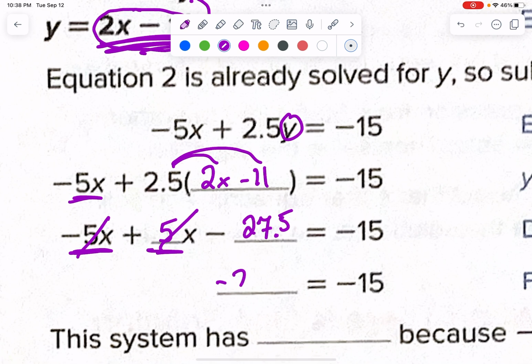So here I have negative 5x plus 5x, and those two things are going to cancel with each other. So I've got negative 27.5 is equal to negative 15, and my variables are gone. I have no x to solve for anymore.